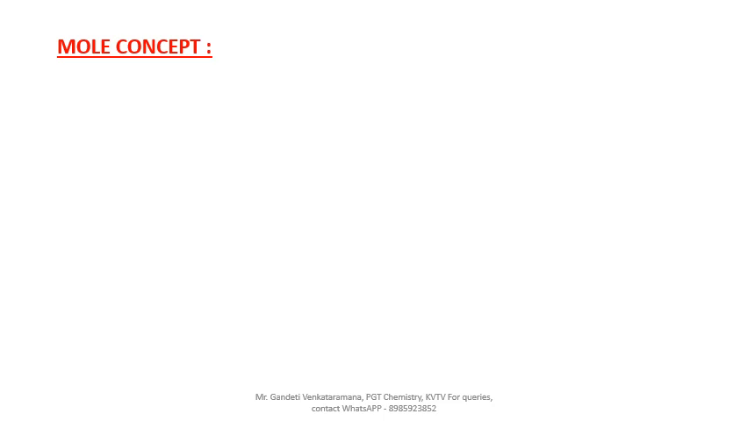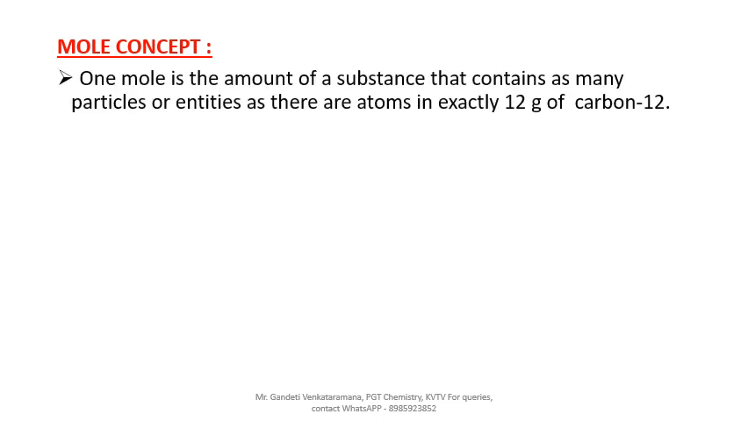Okay friends, mole concept. Today we are going to discuss mole concept. First, let us know what is mole. One mole is the amount of a substance that contains as many particles or entities as there are atoms in exactly 12 gram of carbon 12. It means that 12 gram of carbon 12 consists of some fixed number of atoms. If any substance has the same number of atoms, the amount of that substance is called 1 mole. So 1 mole is the measurement of the amount of a substance.